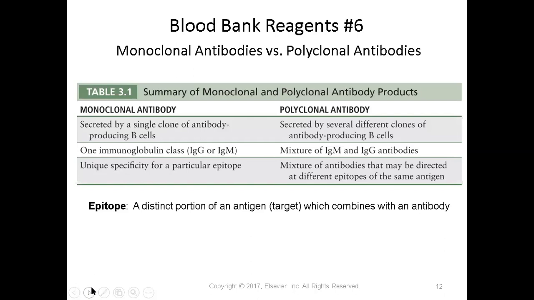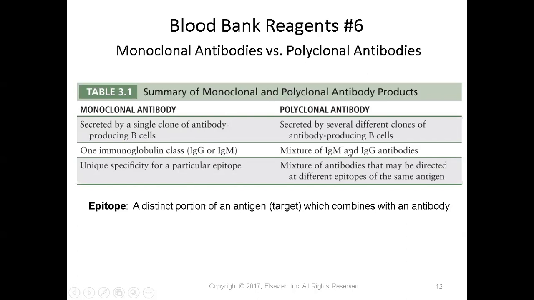So this is table 3.1 from our textbook that basically gives a summary and compares monoclonal and polyclonal antibodies. So, not too difficult. Monoclonal antibodies, remember, are from a single clone of B cells, whereas polyclonal are from several different clones of B cells. Monoclonal antibody is going to be directed against one specific epitope, and it's only going to be one immunoglobulin class. It will either be IgG or IgM.